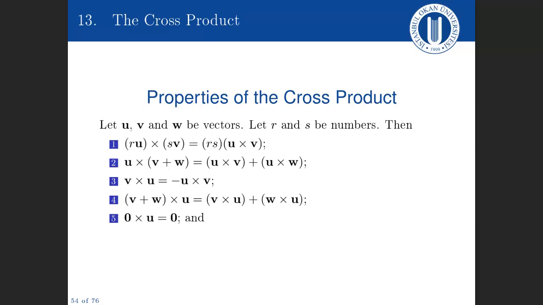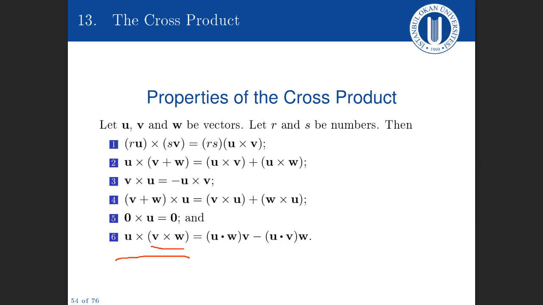And 0 cross u is 0. You can check that from the definition on the previous slide. And one which is perhaps not obvious, u cross v cross w means u dot w multiplied by v minus u dot v multiplied by w. Now let me just check, does this line make sense? v and w are vectors, so v cross w is a vector, and then u cross this vector is vector cross vector is vector. Okay, left side makes sense, and left side is a vector.